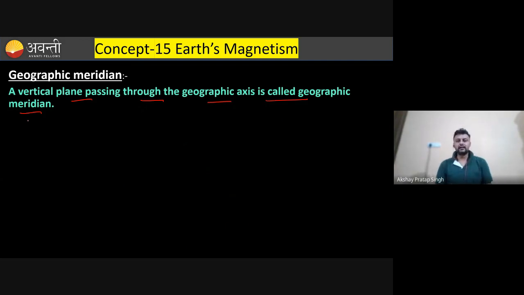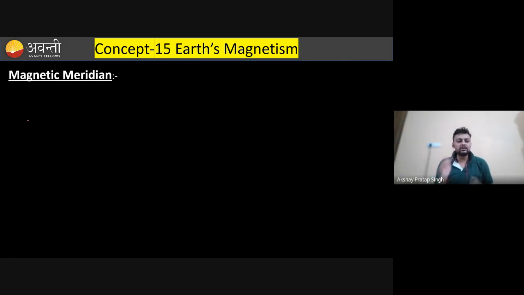Like I am sitting here and I am saying there is a north pole, there is a south pole behind me. So the plane passing through this line is known as geographical meridian. Clear? Simply, what is magnetic meridian?